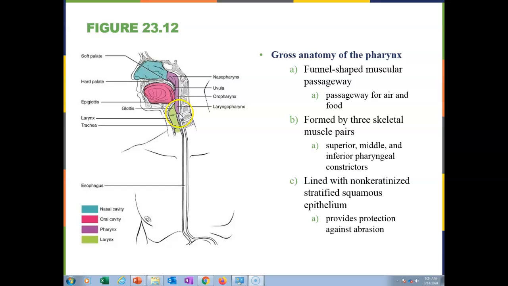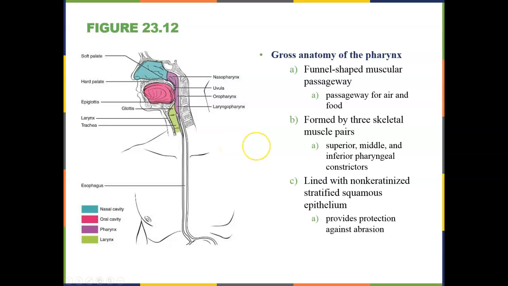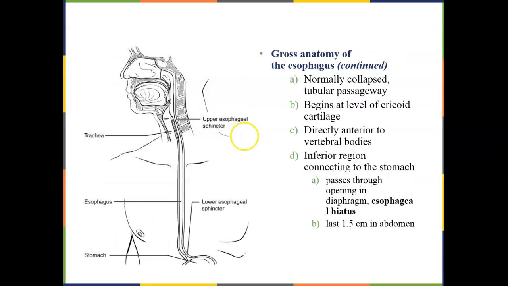And this leads us to the esophagus. The pharynx is composed of stratified squamous epithelium. It is non-keratinized, and its function is to protect us. Then we move into the esophagus.